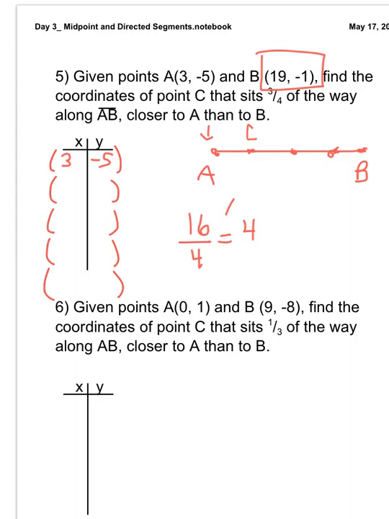So I take 3, I'm going to add 4, which is 7. Add 4, 11. Add 4, I get 15. Add 4 more, and I get 19, and that's exactly where I needed to be. Now let's take care of the y's.